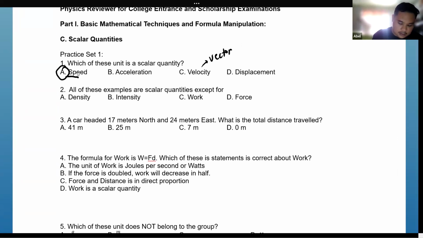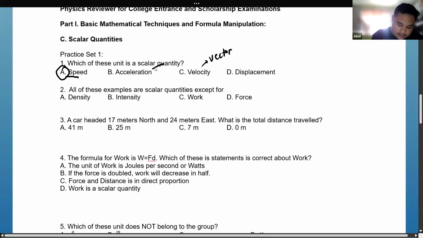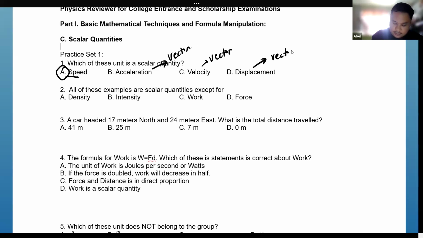Speed is a scalar quantity that is defined as distance per time. Acceleration is also a vector, and displacement is also a vector. Okay, so later we're gonna tackle what is the difference between displacement versus distance when we discuss vector. So for now we're just gonna memorize that speed has the definition of distance per time. It is defined as a scalar quantity.